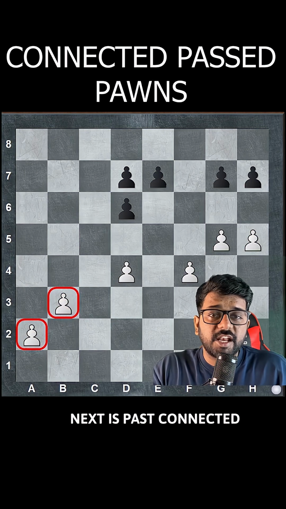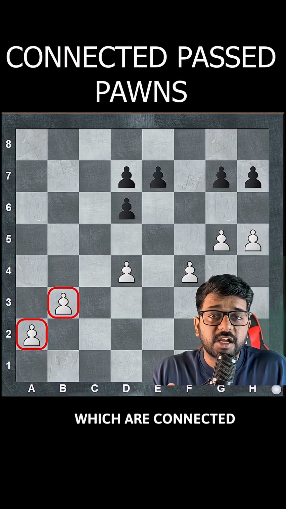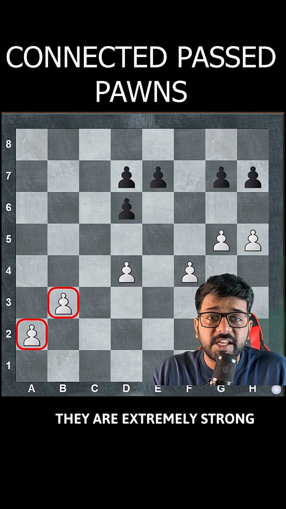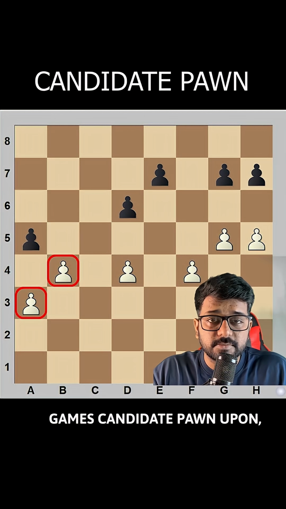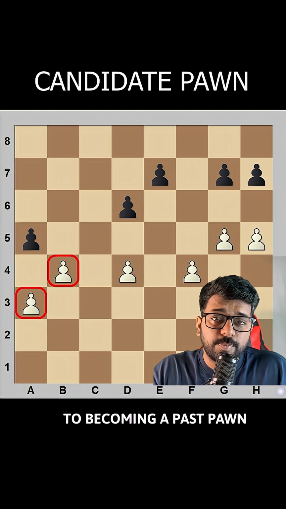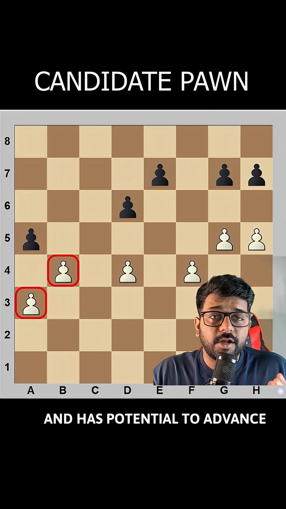Next is passed connected pawns. Pawns which are connected to each other and are also passed pawns. They are extremely strong in the end games. Candidate pawn. A pawn which is close to becoming a passed pawn and has potential to advance.